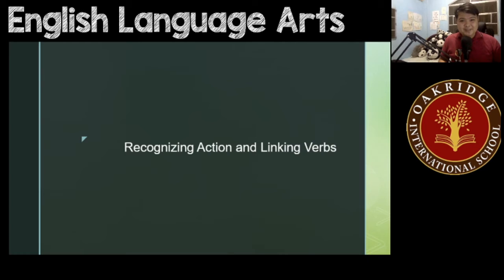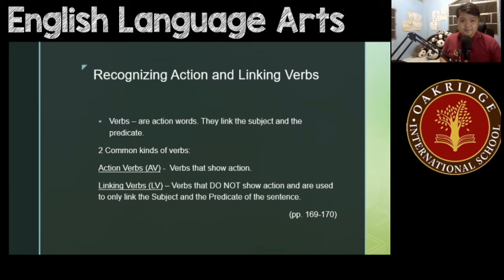Our topic for today will be recognizing action and linking verbs, right? So, first things first, let's identify what verbs are. Verbs are action words. All verbs are action words. They link the subject and the predicate.